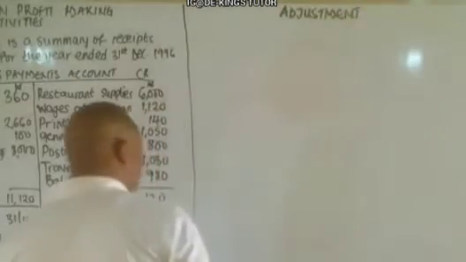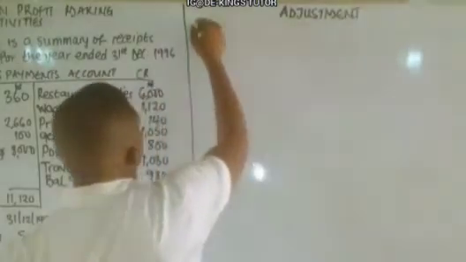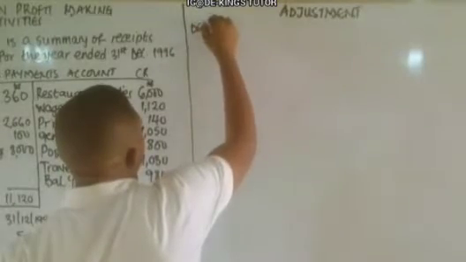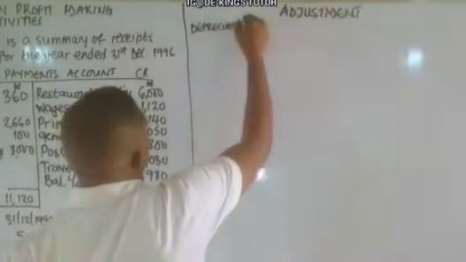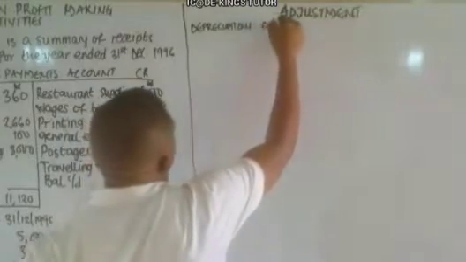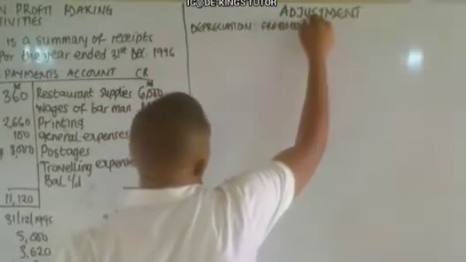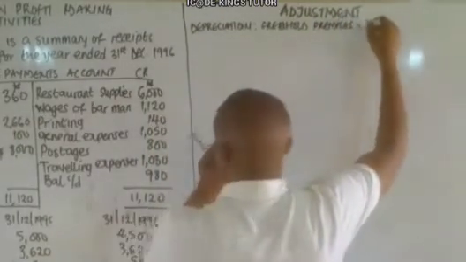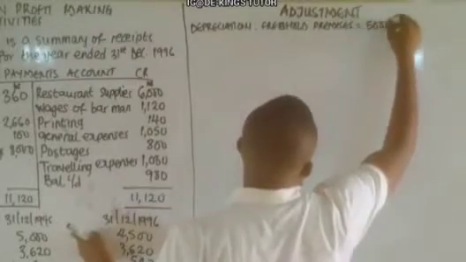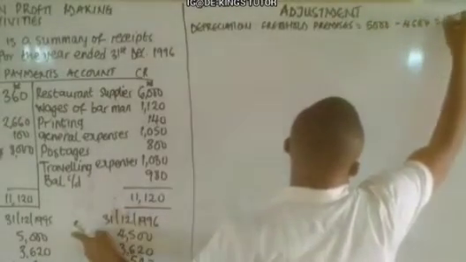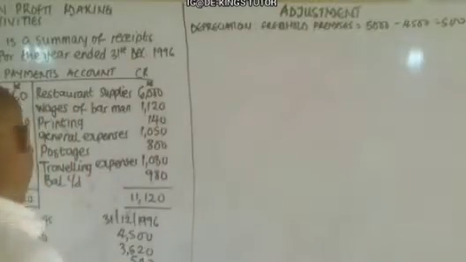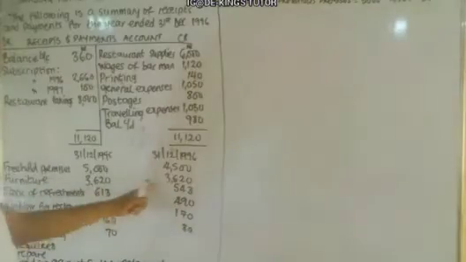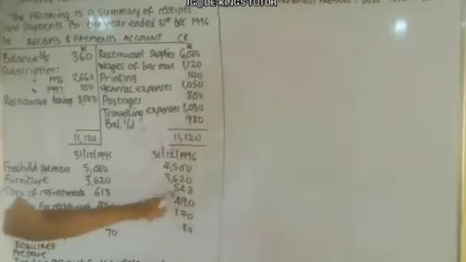So if we adjust that, we say depreciation for freehold premises. That is 5,000 minus 4,500, which is 500 naira depreciation. Furniture still remains the same. Stock, this is opening stock and closing stock. Creditors for restaurant, 450 and 490. Now this is subscription in arrears.